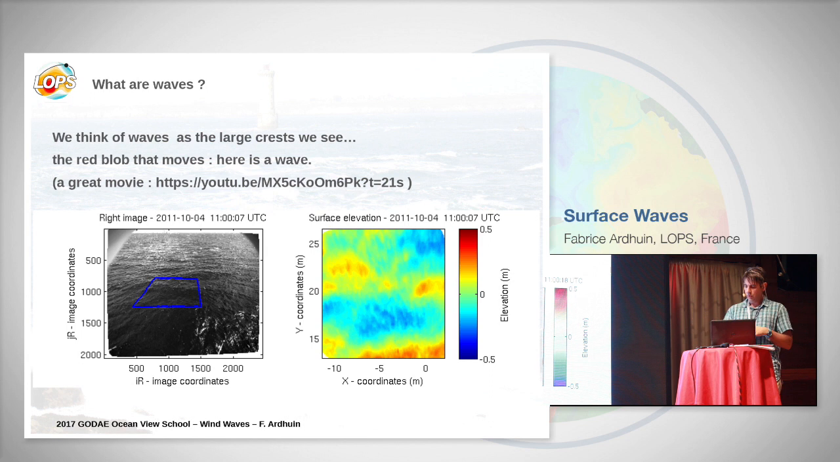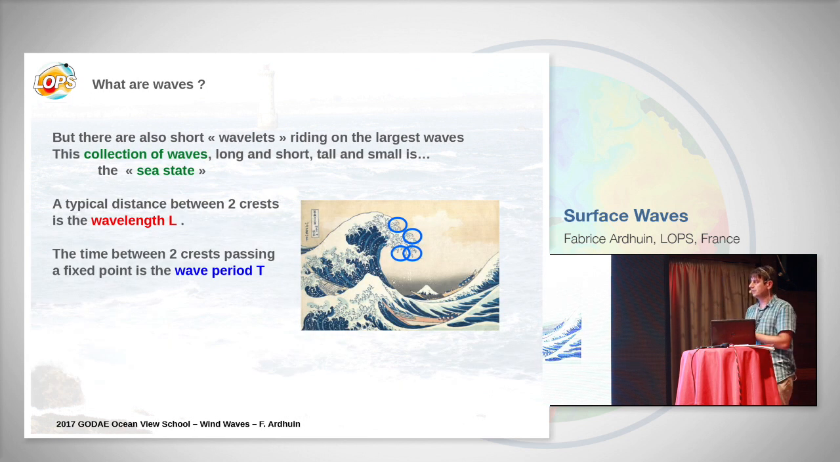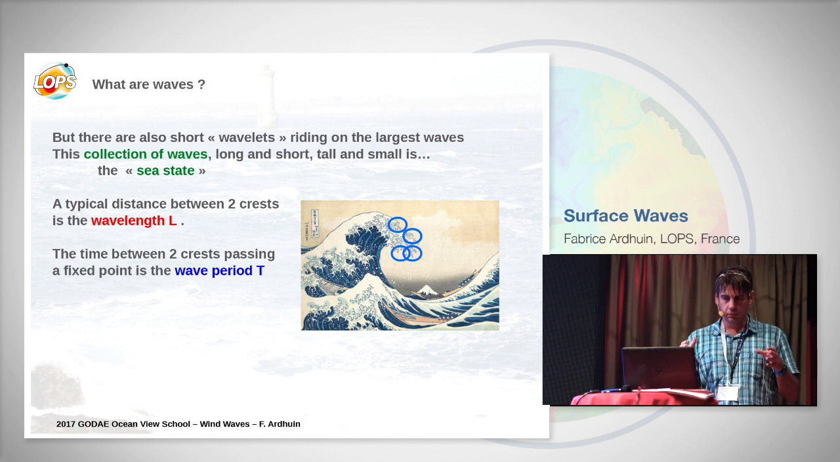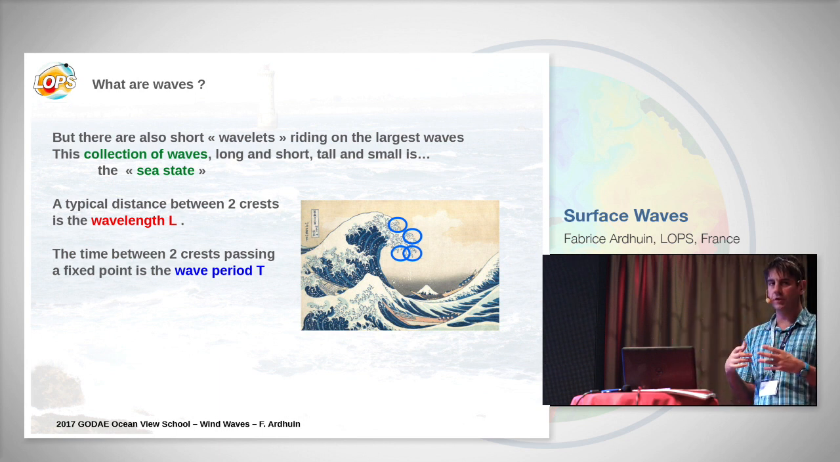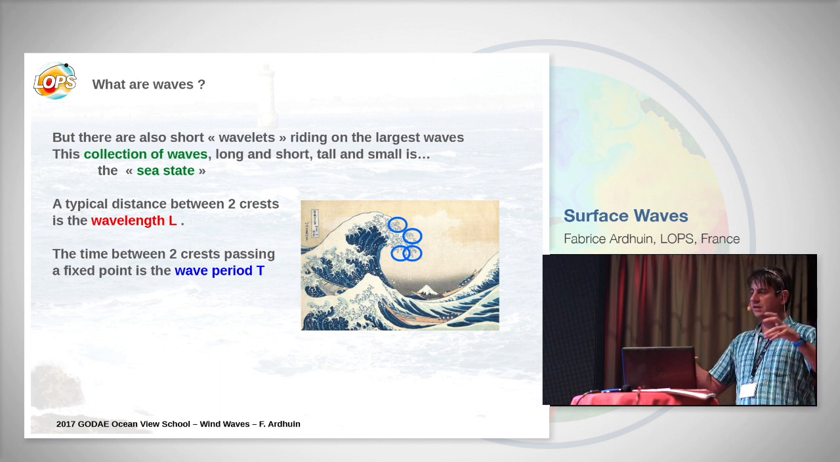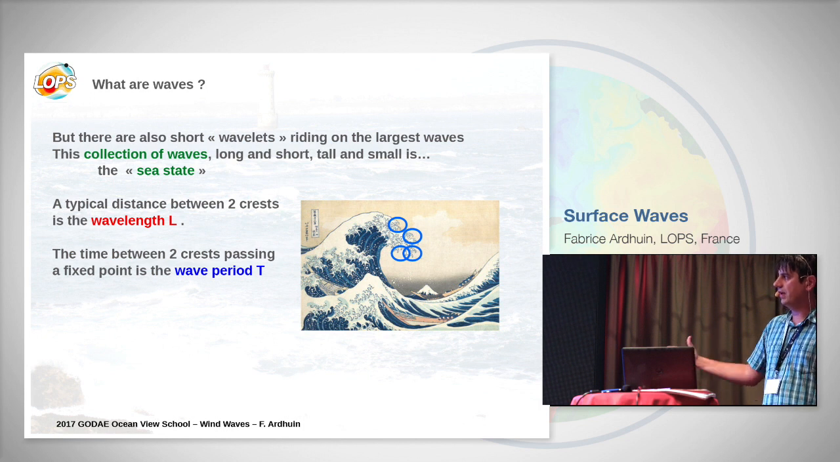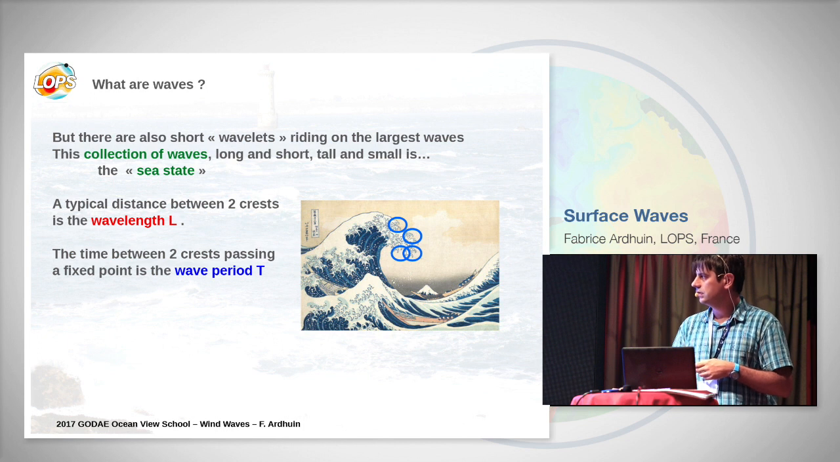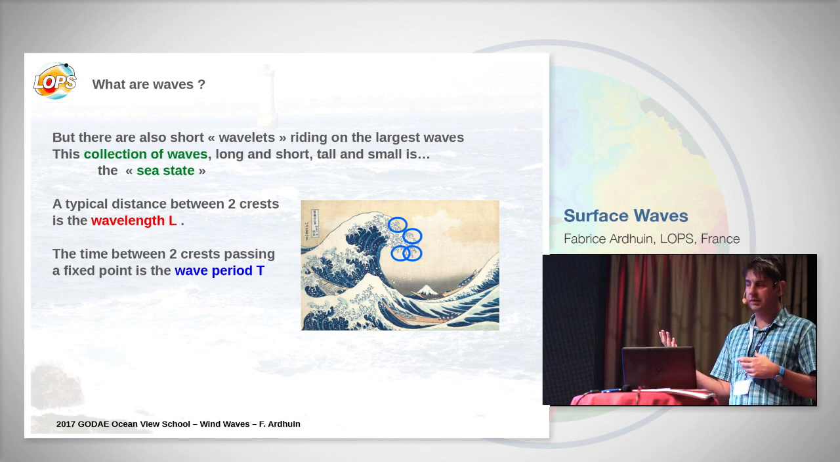So waves, one wave is like that, okay, but it's not just a simple shape. This very famous painting shows a big wave, but then on top of this big wave you have very small, tiny wavelets, okay? So what I want to introduce to you is a notion of sea state. The sea state is a collection of all these waves, large and small, with small wavelengths and large wavelengths. For each of these waves, you can define a wavelength, which is a distance between 2 crests, and a time between the passing of these 2 crests, which is a period.